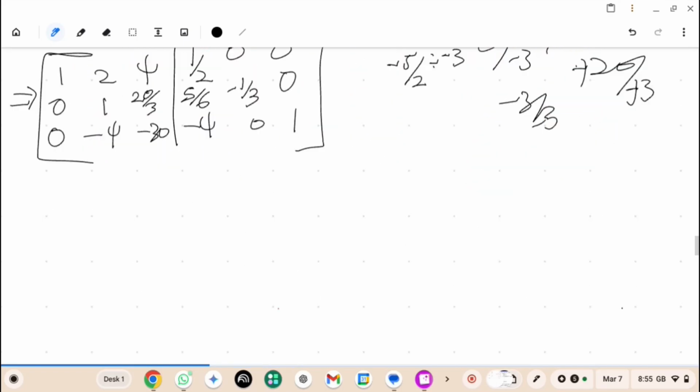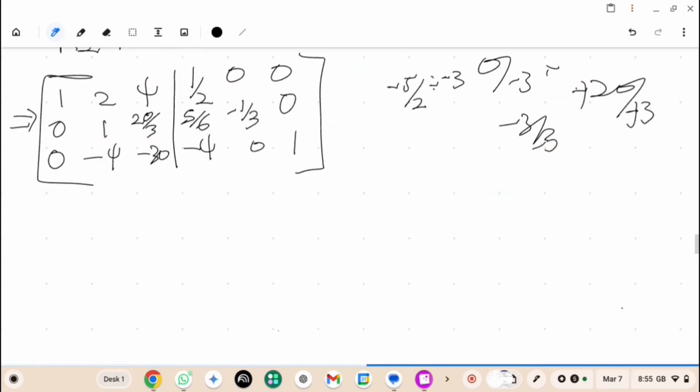So now you've been able to turn this into 1. So what you're going to do is that we change the upper or the lower, the row 1 or row 3. Any one that you like to work on first, change that one to 0. So first of all, let's work on row 1.